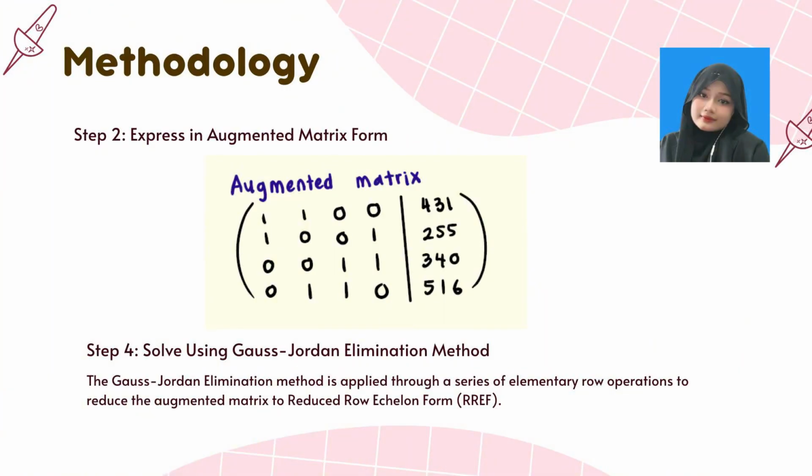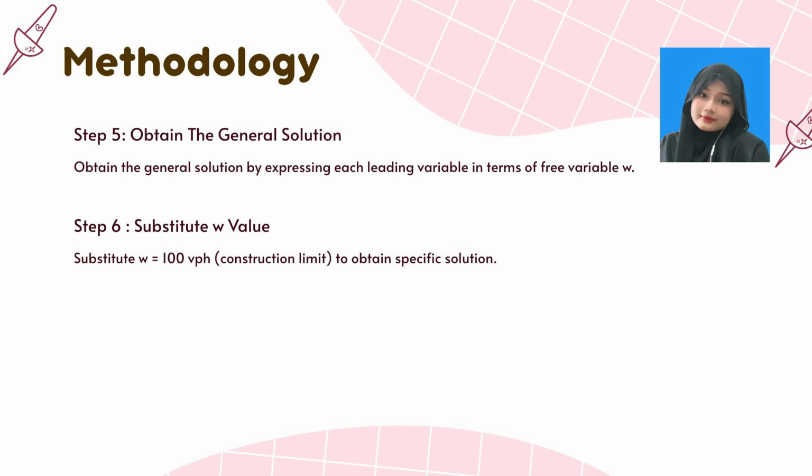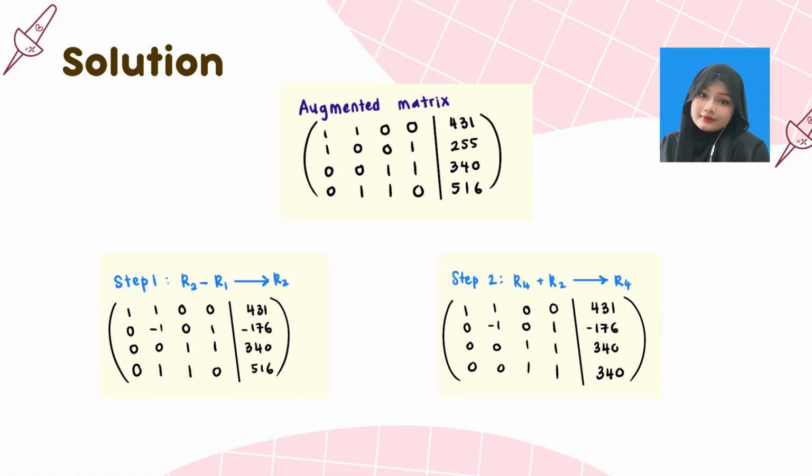Next, we need to express the system in augmented matrix form. And then we need to solve using the Gauss-Jordan elimination method. And step 5, we need to obtain the general solution. And step 6, we need to substitute the W value. So for the solution, we need to apply the Gauss-Jordan elimination method, which is a systematic process of performing elementary row operations to transform the matrix into its RREF form.